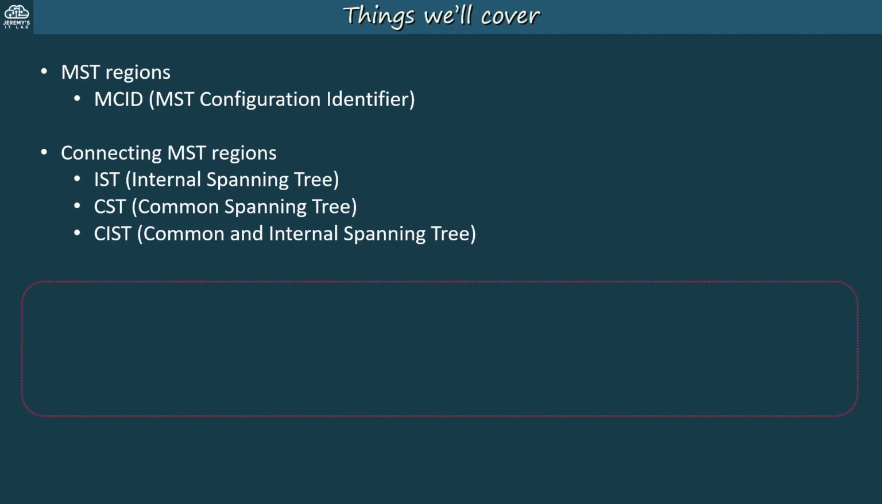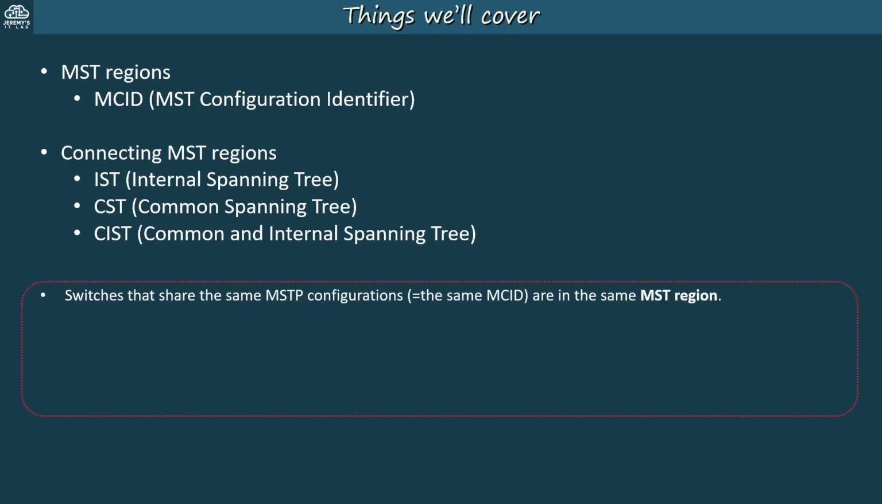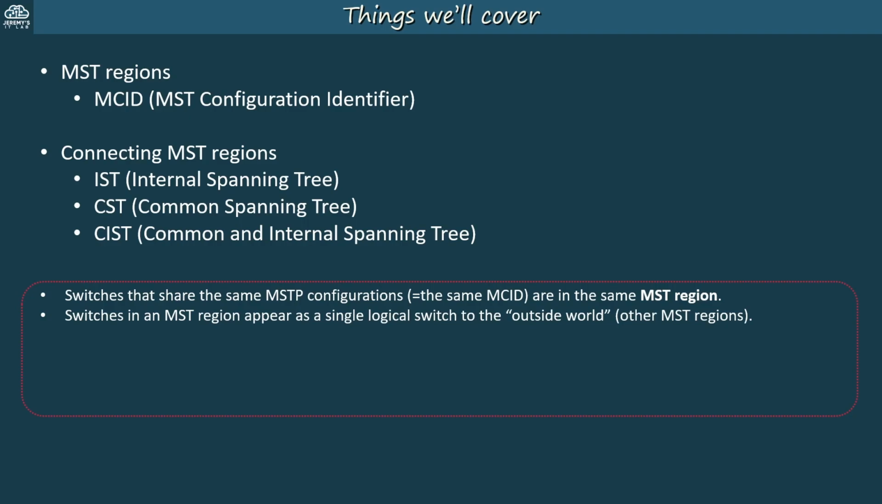Before we get started, here is a quick summary of the key concepts. Switches that share the same MSTP configurations, meaning they have the same MCID, are in the same MST region. Switches in an MST region appear as a single logical switch to the outside world. This means that switches in other MST regions see the region as a single switch.